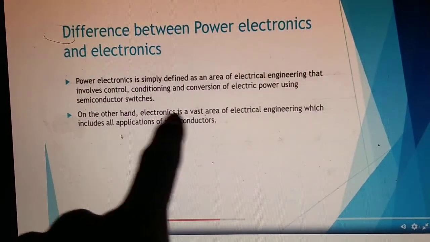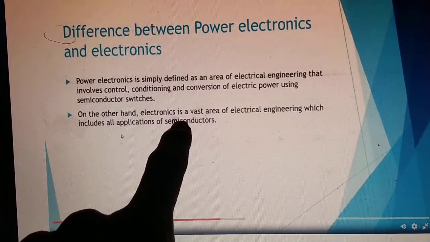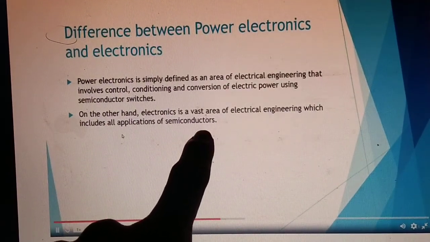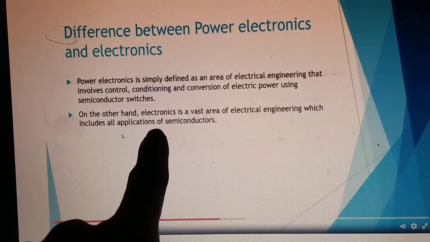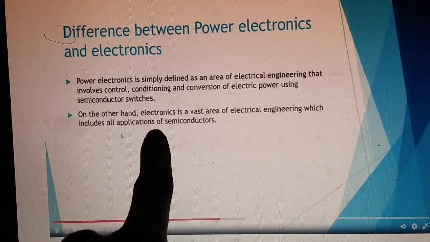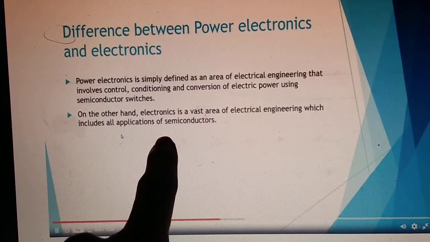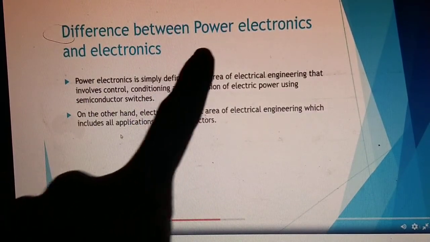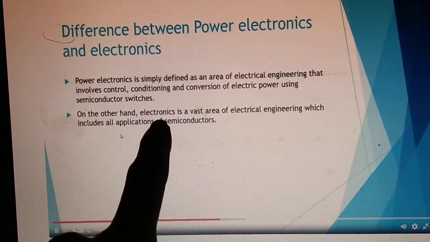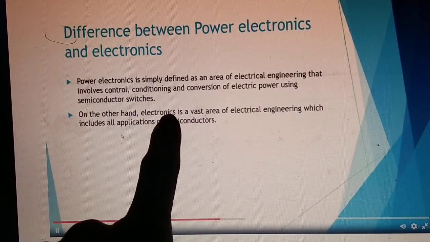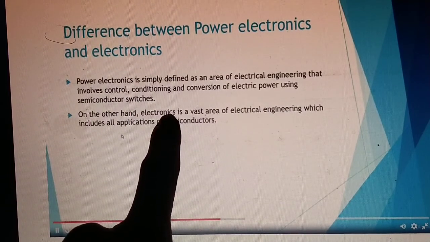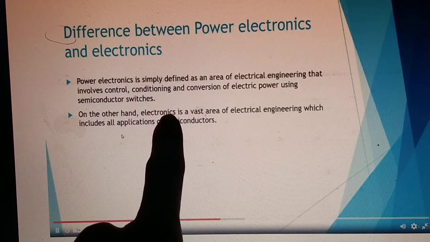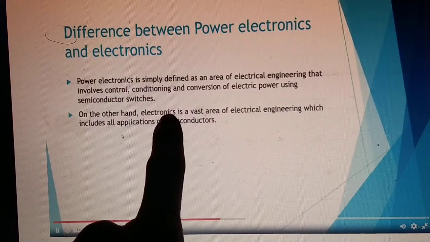On the other hand, electronics is a vast area of electrical engineering which includes all applications of semiconductors. We know very well electronics: resistors, inductors, capacitors, different semiconductor devices, diodes, zener diodes. What is the difference between power electronics and electronics? In electronics, if you take the example of a diode, it acts in only one direction, that is, only in the forward direction.